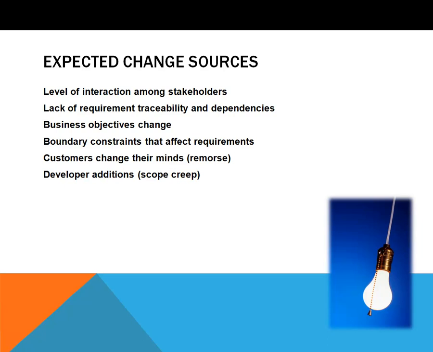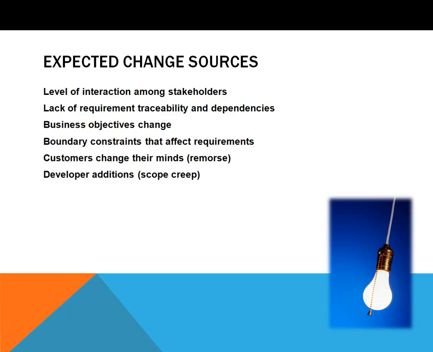Now, there are many areas in an organization where change can come from. As stakeholders interact with each other, that can generate change because they talk with each other and it generates ideas and generates new requirements. If you have a lack of requirement traceability and dependencies, this can introduce change. The business objectives may change. The boundary constraints could affect requirements. Those could change, so now you have to add requirements or even take away requirements.